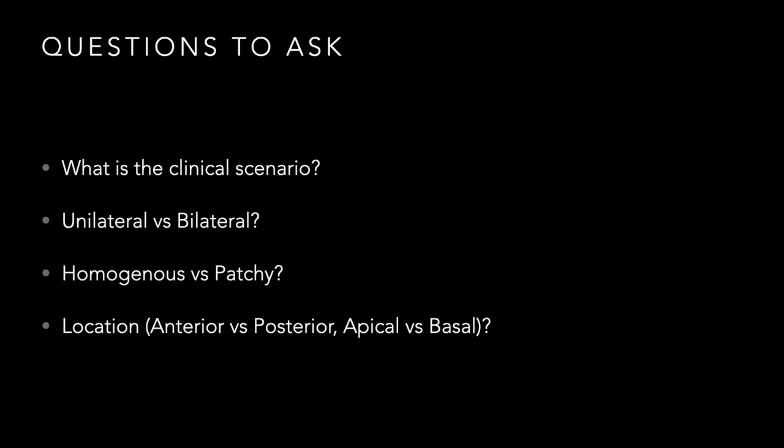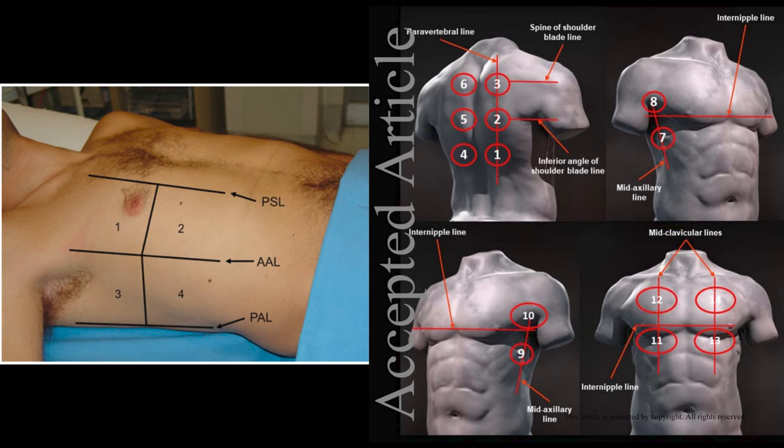These are various signs, nuances, or subtleties that we can look to as we scan these patients. And again, location is the final one. Is it anterior, posterior? Is it apical versus basal? There are a lot of studies in the COVID era asking what is the most positive lung zone for COVID, which gets us to our lung zoning.